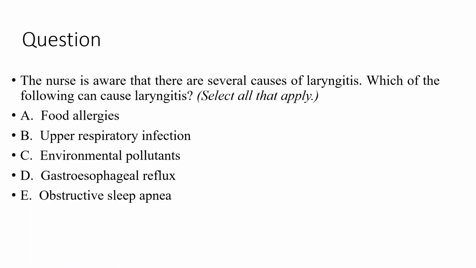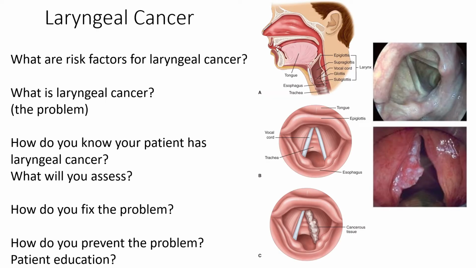Okay, next slide. The nurse is aware that there are several causes of laryngitis. Which of the following can cause laryngitis? Select all that apply. Is it A, food allergies, B, upper respiratory infection, C, environmental pollutants, D, GERD, or E, obstructive sleep apnea? The answer is B, C, and D, upper respiratory infection, environmental pollutants, and GERD. Good.